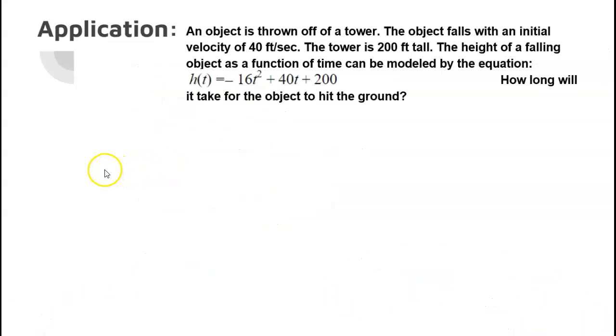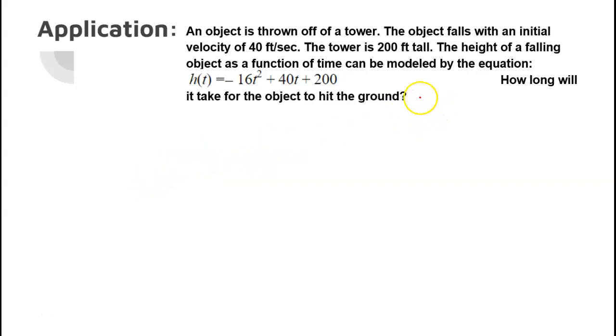Finally, I want to try an application problem with you. So we're going to assume an object is thrown off of a tower. The object falls with an initial velocity of 40 feet per second. The tower is 200 feet tall. The height of a falling object as a function of time can be modeled by the equation h of t is equal to -16t squared plus 40t plus 200. How long will it take for the object to reach the ground?